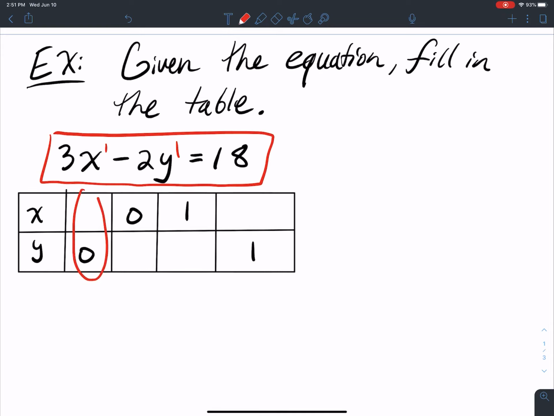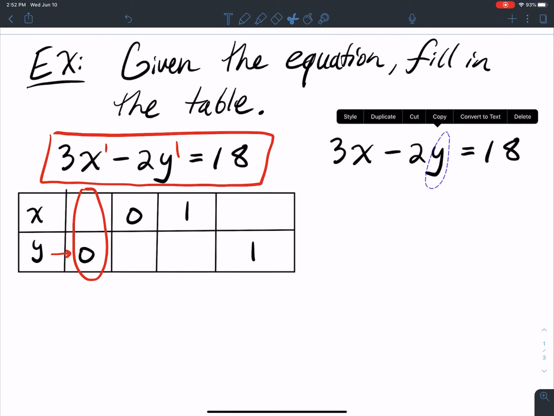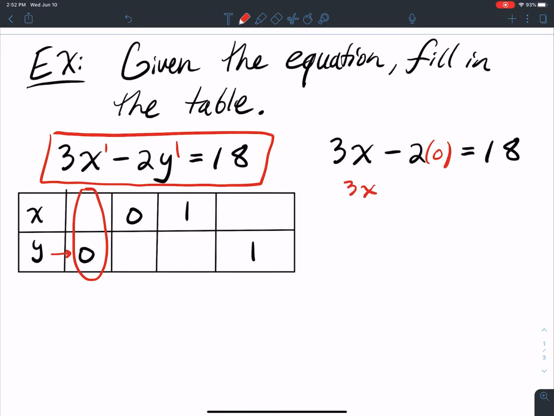Well, for the first one, I plug a 0 in where I see y. I take this equation, 3x minus 2y equals 18, and I substitute y was 0. Then I solve for x. So what do I have? I have 3x, and then this becomes 0, equals 18. If I divide both sides by 3, I get x equals 6. So x equals 6 goes there.